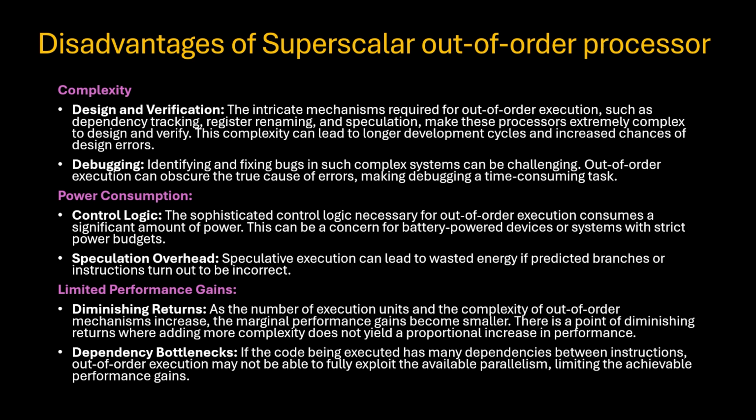And third, limitation of performance gains. Adding more execution units and more complex mechanisms doesn't always make the processor much faster. There are points where making it more complicated doesn't improve performance by much. Dependency bottlenecks: if the code has many dependencies between instructions, the processor might not be able to take full advantage of its ability to execute instructions out of order. This limits the performance benefit.